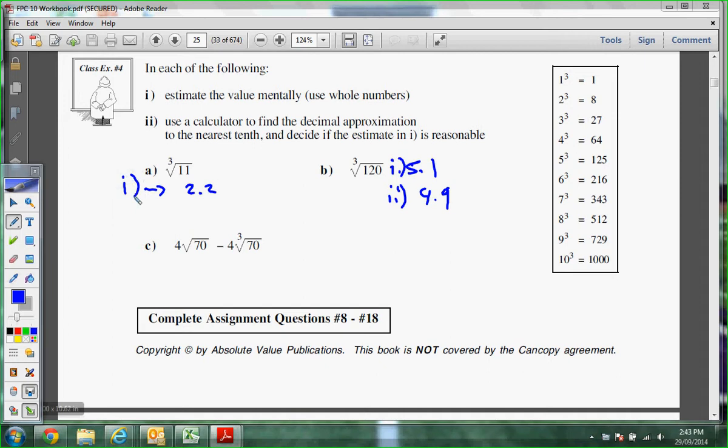Okay, and C, so square root of 70, so it's a square root. That's close to 64, so it's a little bigger than 8. So I'd say this is about 32 minus cube root of 70 would be just under 5. I'll probably say 16 for my estimate. And when you put it in your calculator, you're going to get 17. It's good. All right, last couple here.